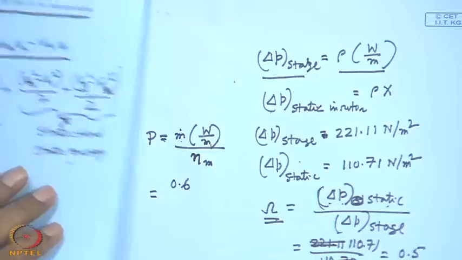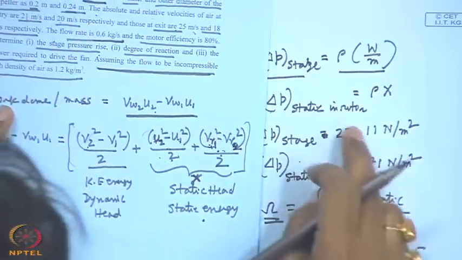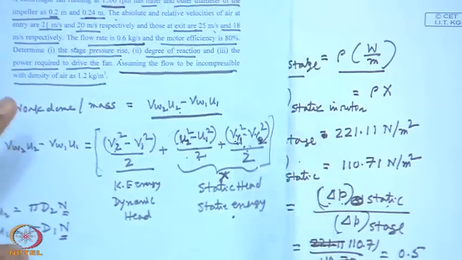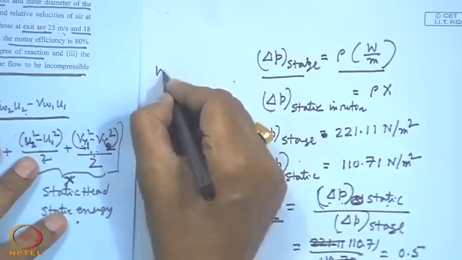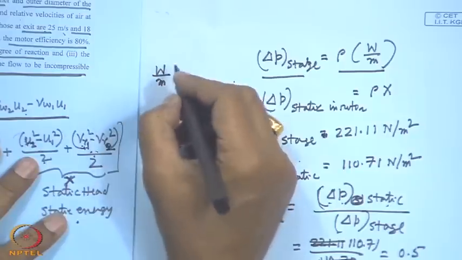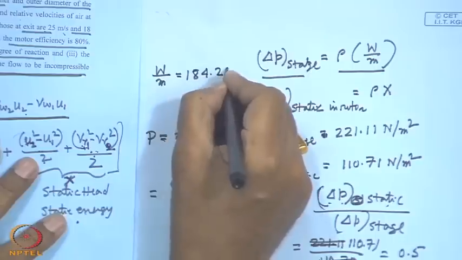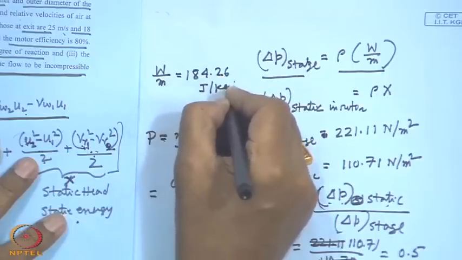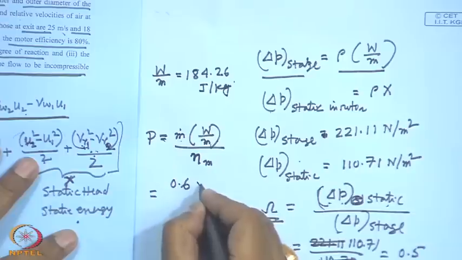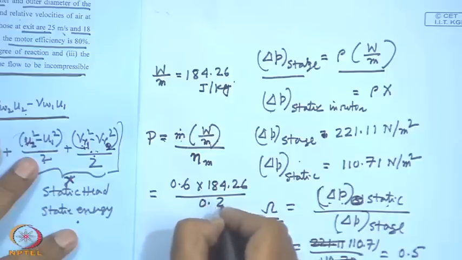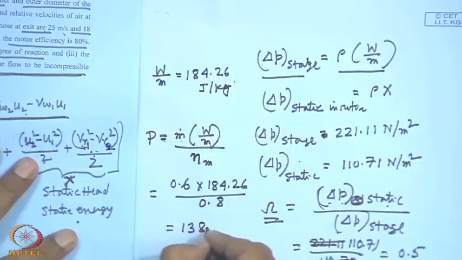Now W by M, which is calculated, I have only calculated here, I have told you the value of delta P stage. Actually, W by M calculated will be 184.26 joule per kg. So, this will be 0.6 into 184.26 divided by 0.8, which is ultimately 138.19 watt. Okay, so this is the thing.